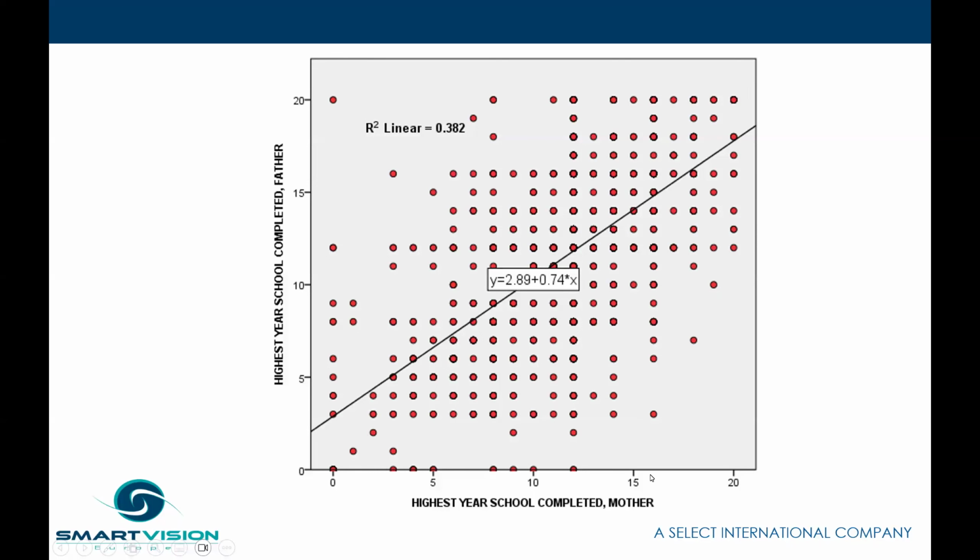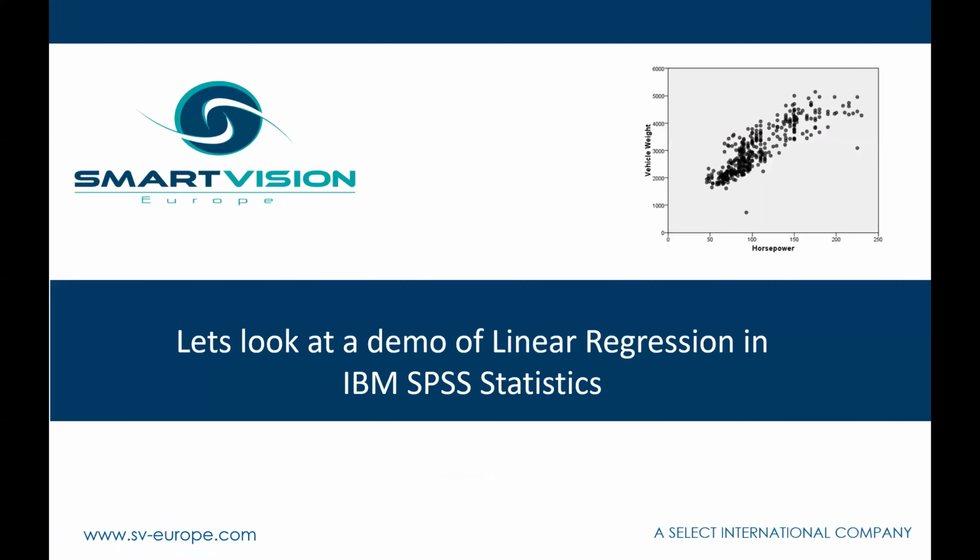So this is a very simple linear regression that we're seeing here, and it's just giving us the equation automatically when we ask for it by adding a line to a scatter plot in SPSS. But of course, we have a linear regression procedure itself. So let's have a look at a linear regression in IBM SPSS Statistics.